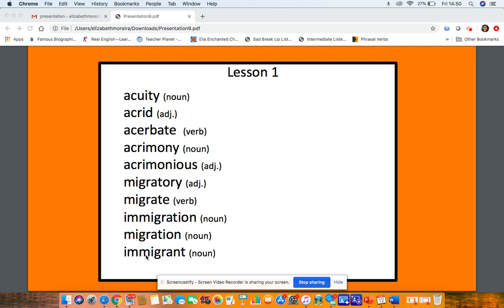And finally, immigrant is a noun, and it means a person who comes to a country where they were not born. Now it's your turn to practice using these words in the exercises.